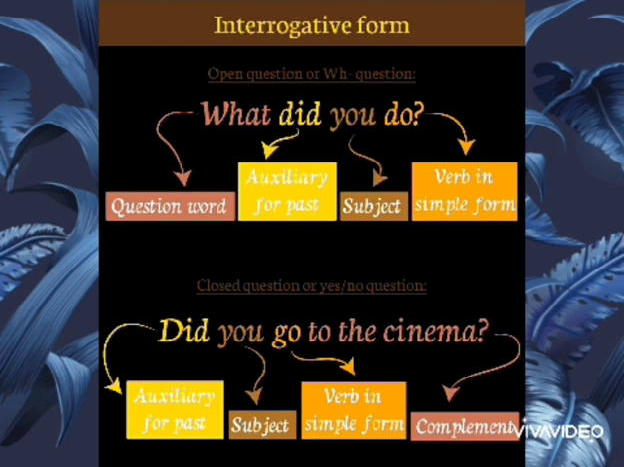I hope you are getting it, that while framing an interrogative sentence, the auxiliary verb will be in the simple past form, and the main verb after the auxiliary verb will be in the simple present form. So, what did you do? Again I am repeating, the auxiliary verb will remain in the past form and the main verb in the present form.